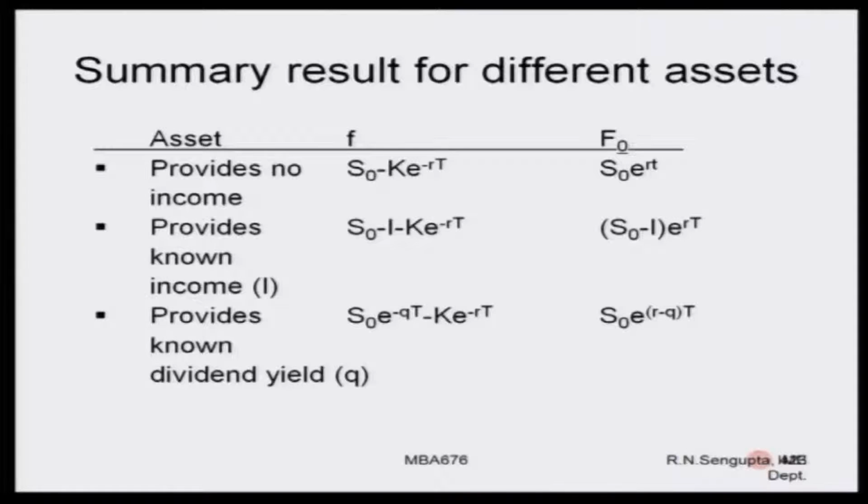Now, I have made a table where the first column is the assets, the second column is the value of the forward, and the third column is the prices based on which you are trying to find out the forwards. So, with this we will close this session, and in the next class continue with the summary and the consequent different type of discussion based on forwards and futures. Thank you.